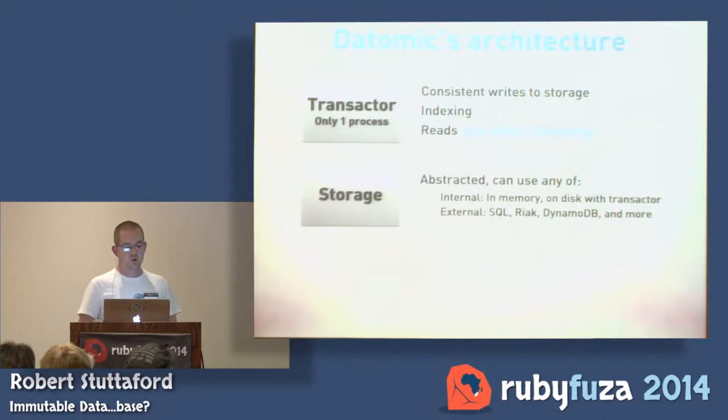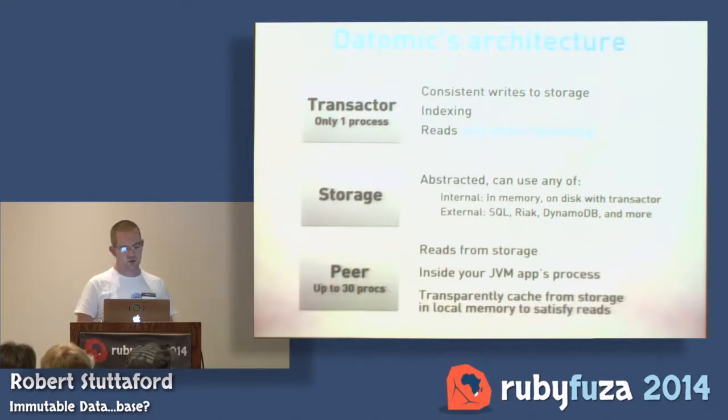And the coolest part is the peer process, which is actually living inside your own app. So if you have a JVM-based website with 4 web servers, each of those web servers will have its own peer process or peer library built into the process. And when you read from storage, that peer is reading directly from storage. Read out of the SQL cluster, the files on disk, what have you. It doesn't involve the transactor at all.